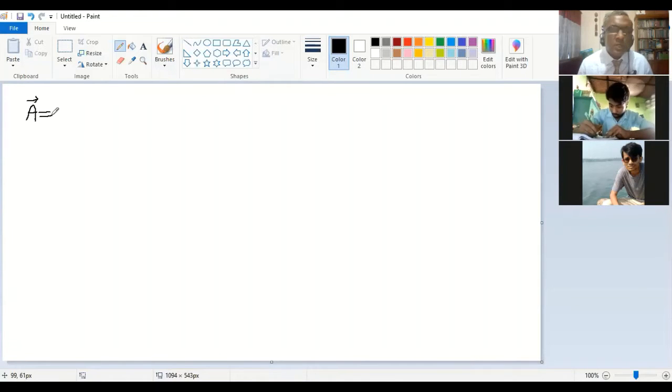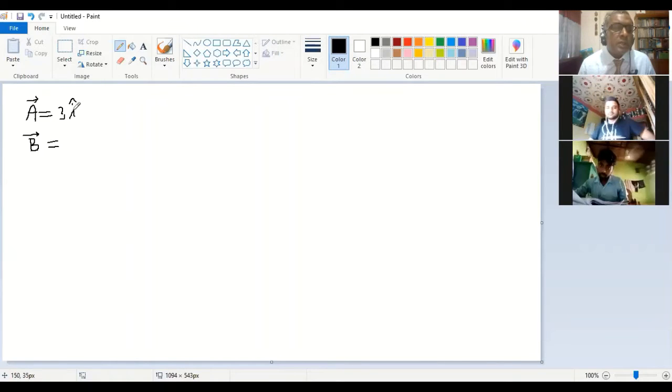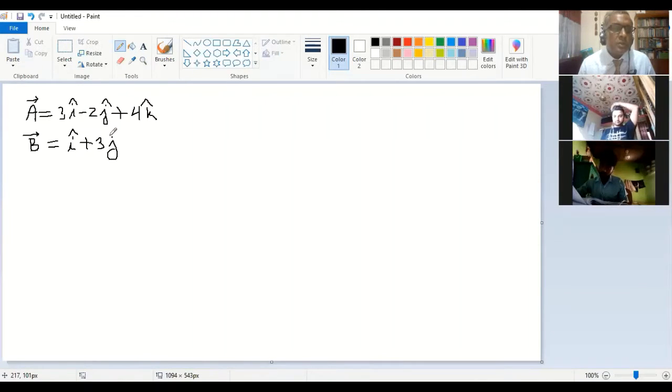Tell me, what are the vectors we were working with in the last class? A and B. What was A? What was B? A was 3i minus 2j plus 4k. So this is A vector. And what is B vector? i plus 3j minus 2k. So these are the two vectors we worked with in the last class.